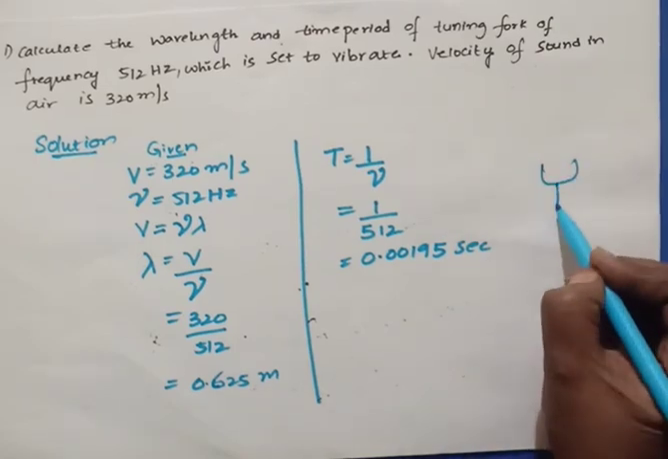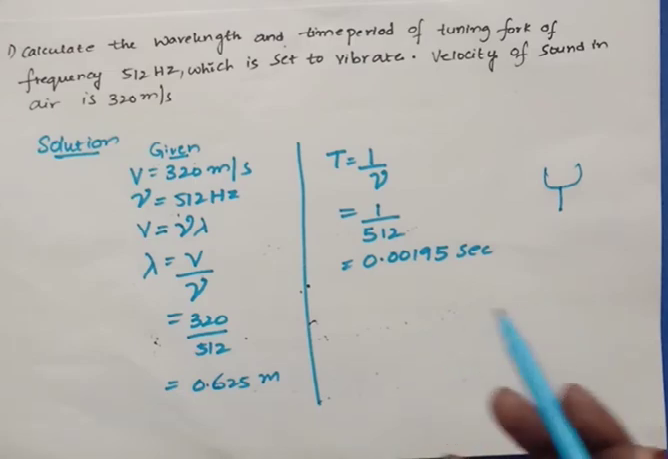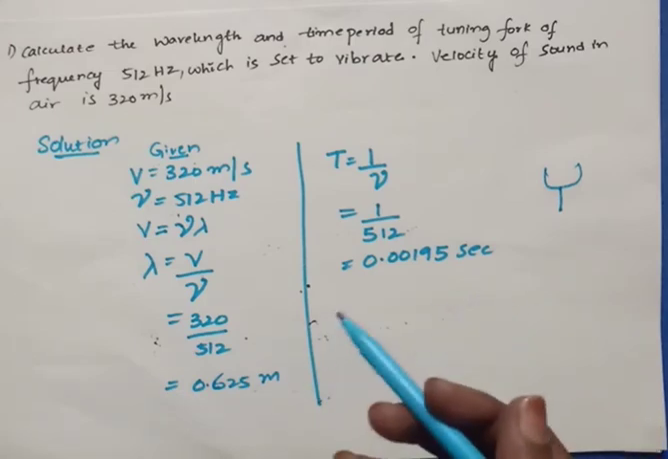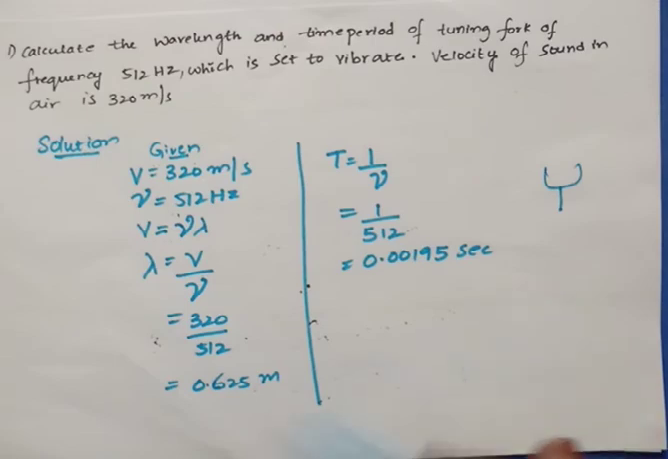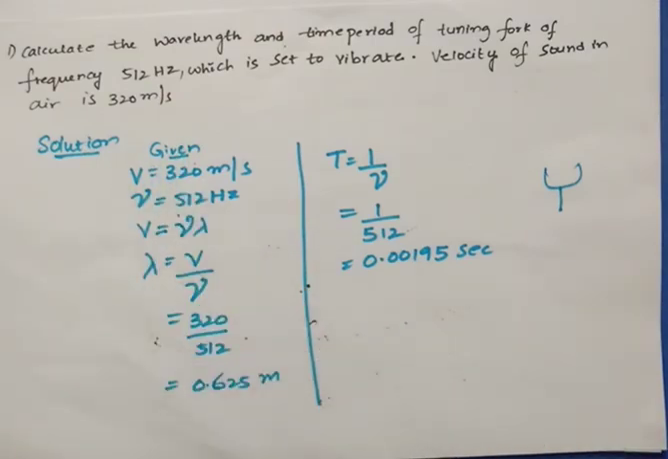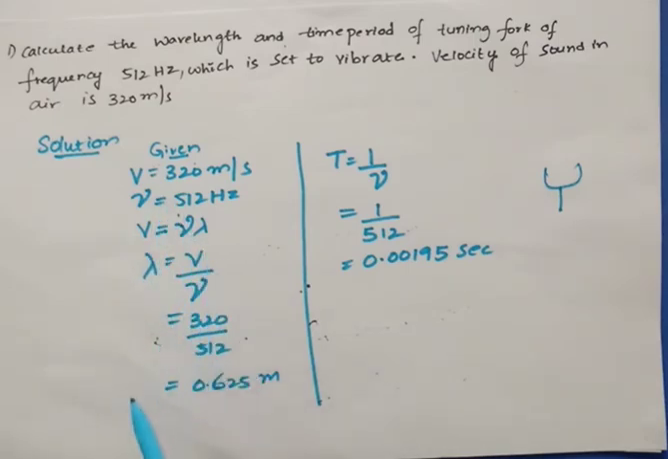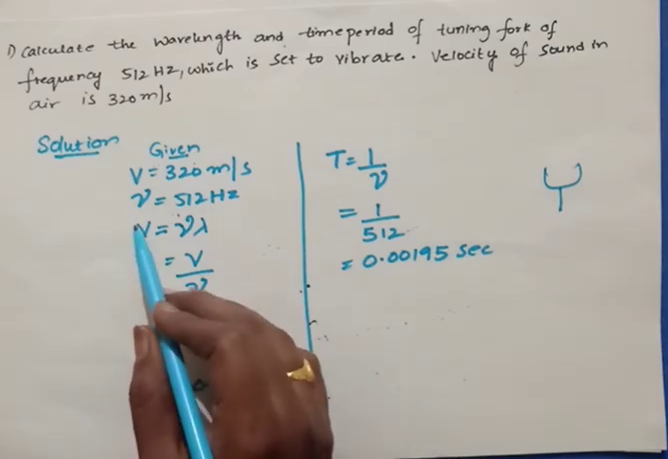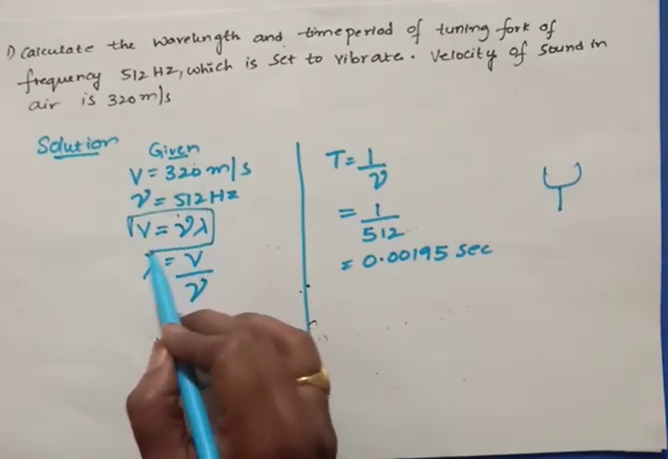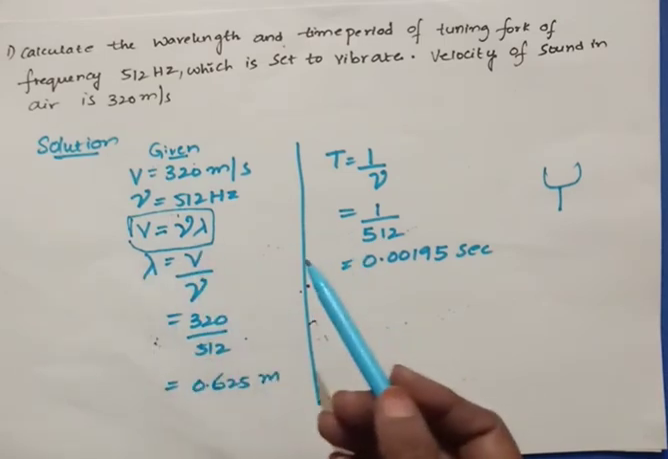You know, the tuning fork, when it is disturbed or set to vibration, moves with a certain frequency which is 512 Hz, and the speed of sound in air is 320 meters per second. So first we have to write the given data, which is important. Then we have to solve it by writing the appropriate formula. How to know which formula to be used?